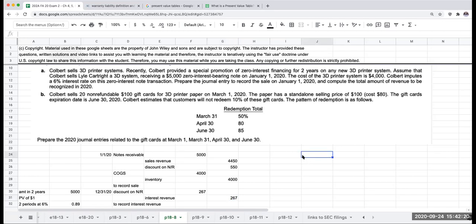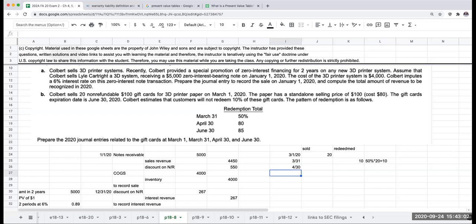So when I look at this here in terms of the redemption, let's just make sure we have our ducks in a row here. So I sell 20 gift cards on March 31st. So I sold these, and on March 31st, half of these were redeemed, or 50% right here. So this is going to be 10. So this is 50% times 20 or 10.